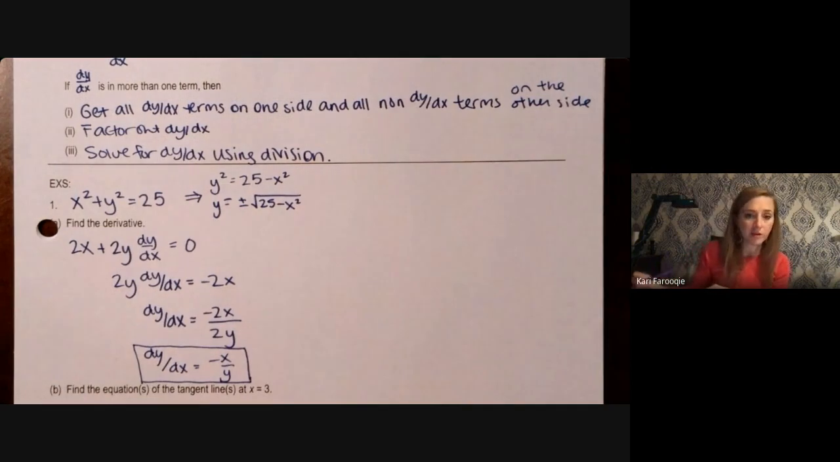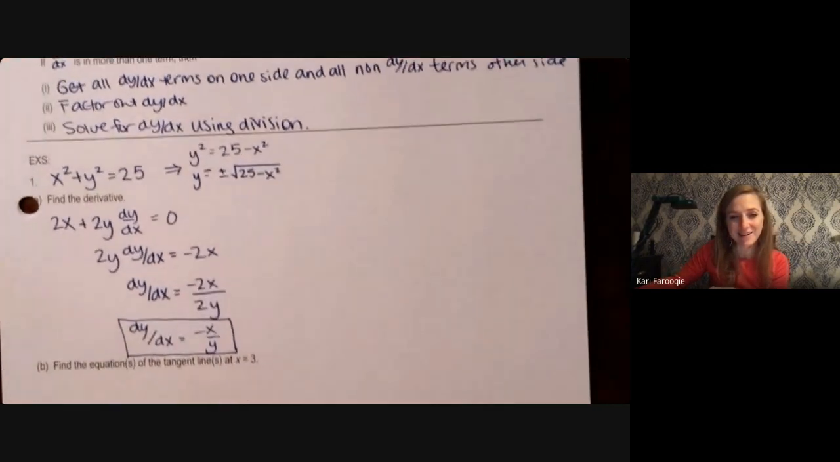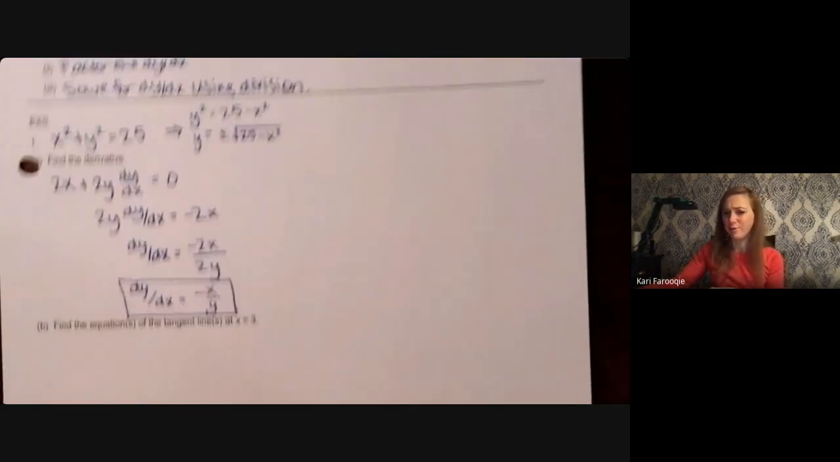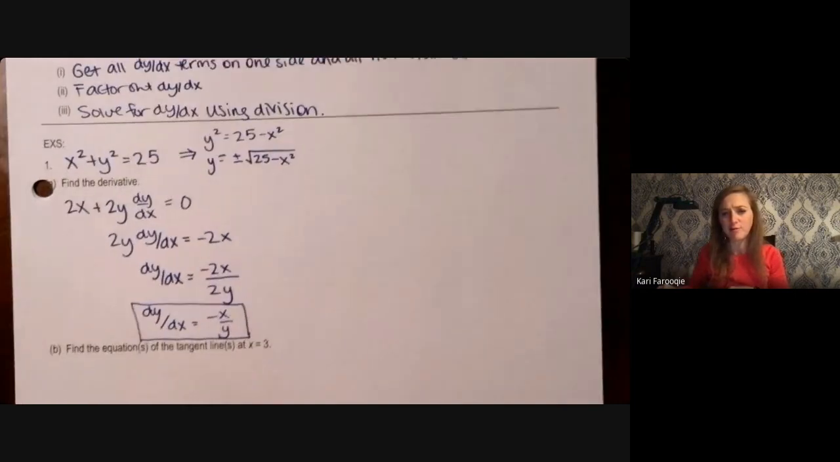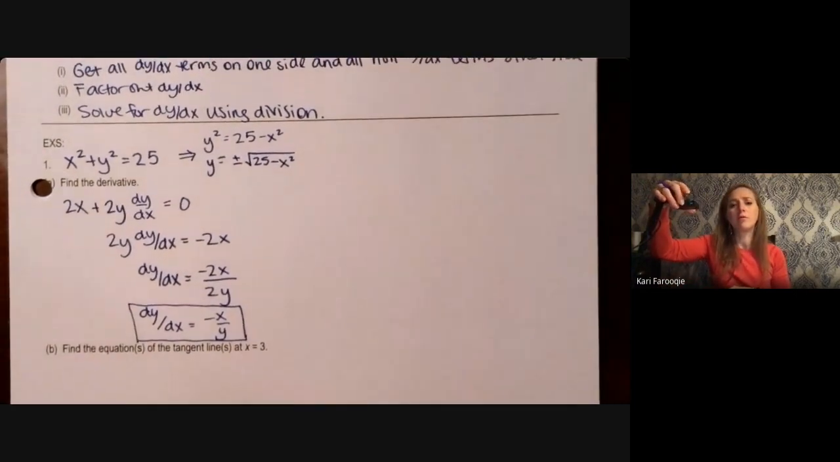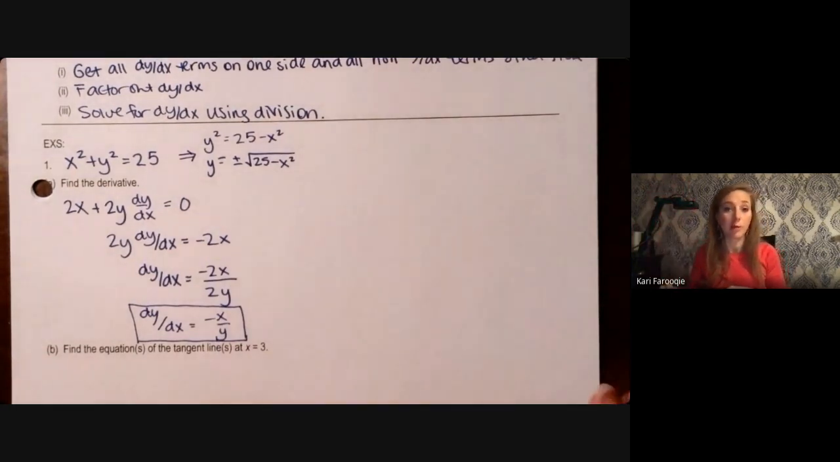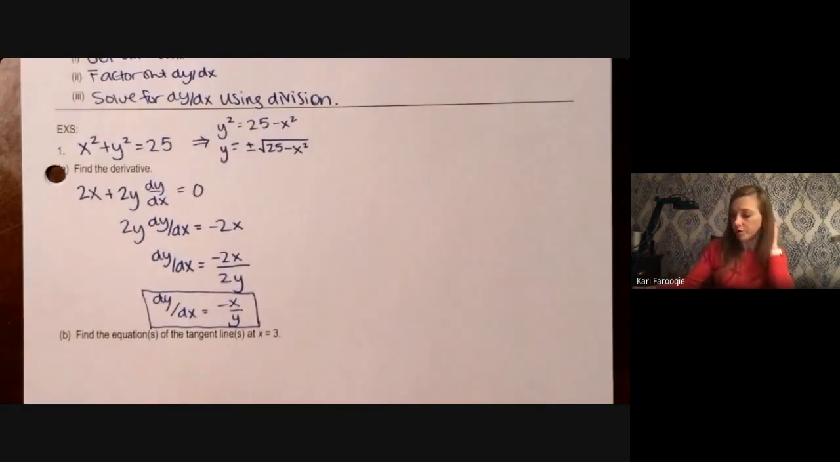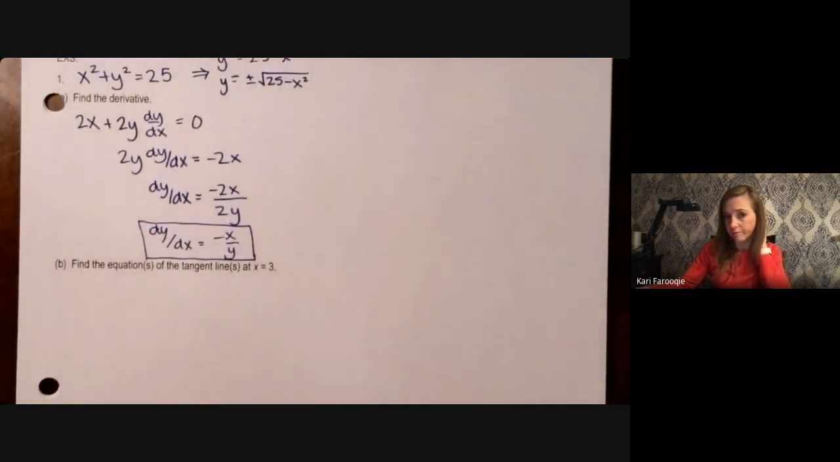Now, part B is asking you to find the equations of the tangent lines at x equals 3. So you might be wondering, equations of tangent lines at x equals 3? That doesn't make any sense. Why would I have more than one? Oh, it's highly possible, and it's going to happen in this case. Look at your equation here: x squared plus y squared equals 25.